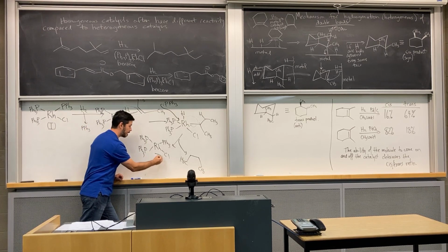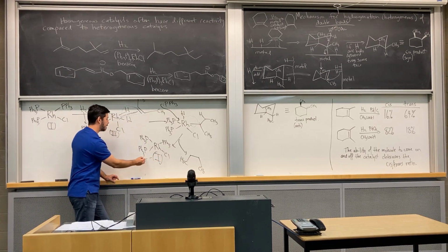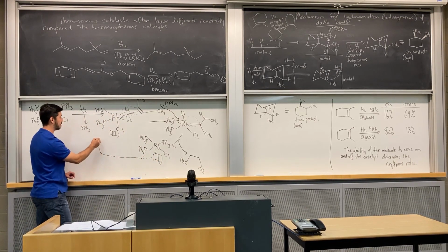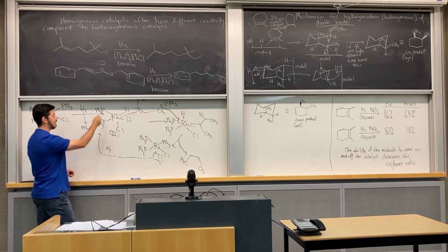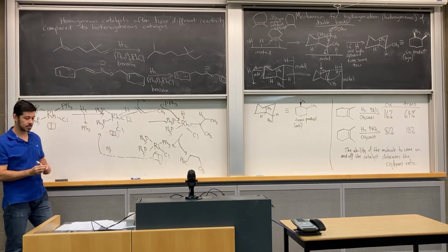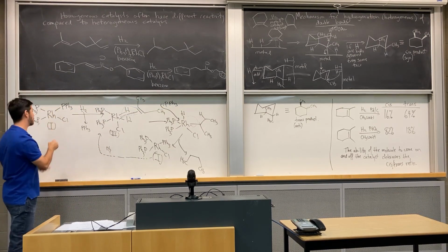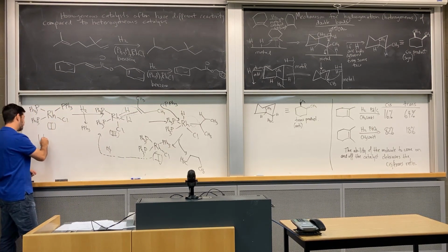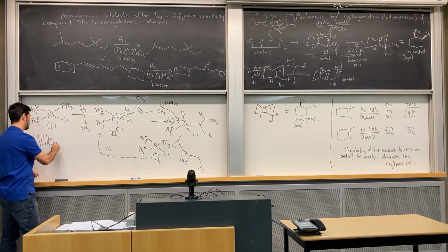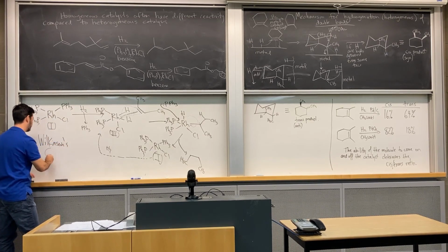So again, you generate this rhodium 1, and then hydrogen will come back again, and you can see that it's a catalytic cycle. Okay, one other thing. This is called Wilkinson's catalyst. So it does have a name.